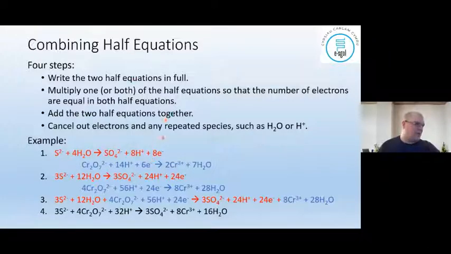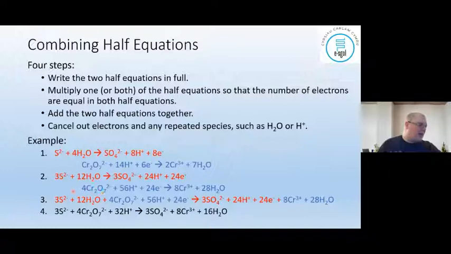Okay, so the lowest common multiple. And in this case, as you've probably seen in step 2, the lowest common multiple of 8 and 6 is 24. So in order to get these balanced, I have to multiply the first equation, the oxidation equation in red, by 3. And then I have to multiply the blue equation, the reduction half equation, by 4. And that way we get 24 electrons for both half equations.